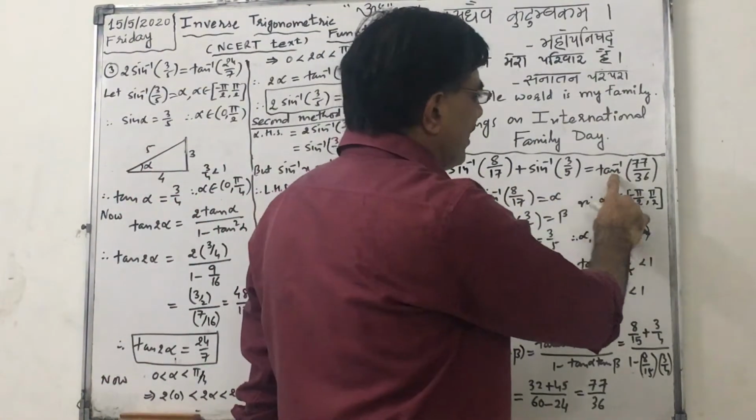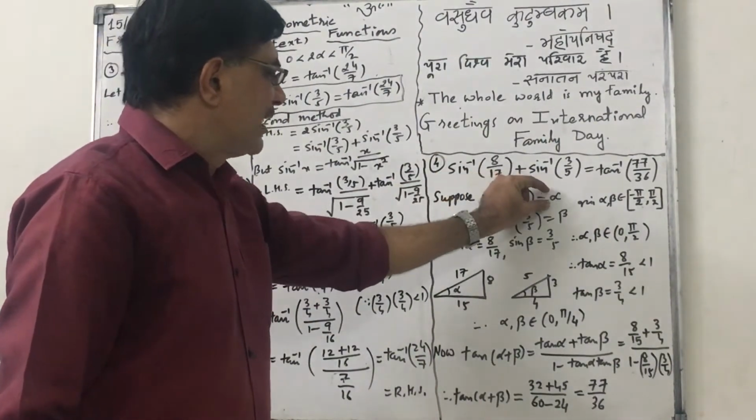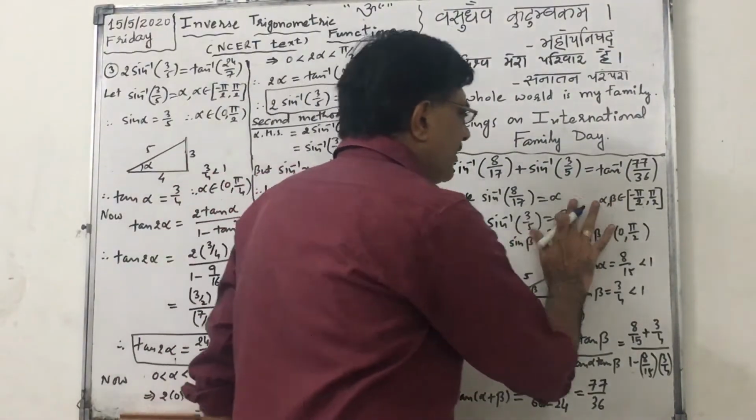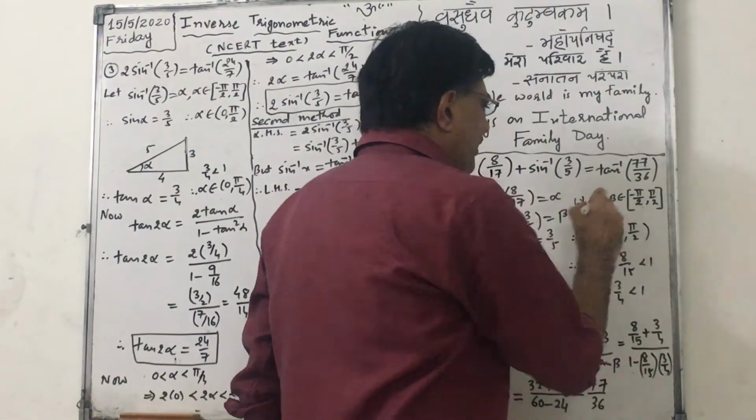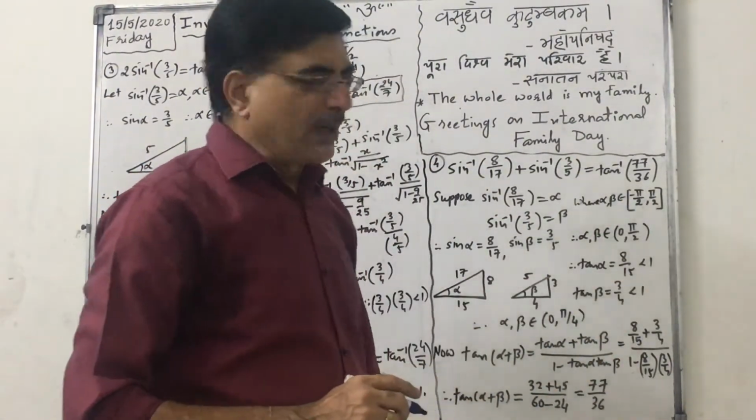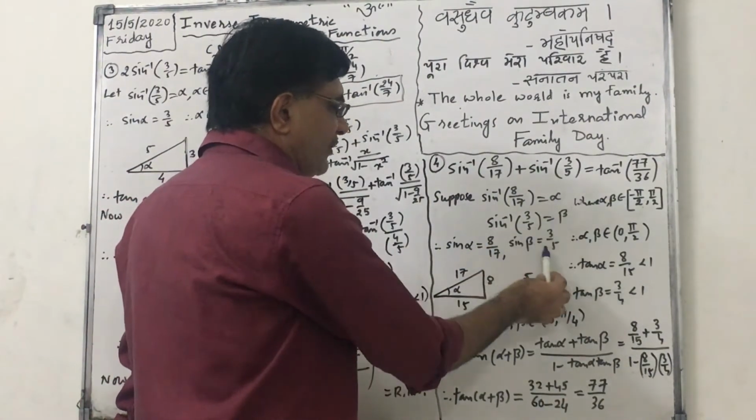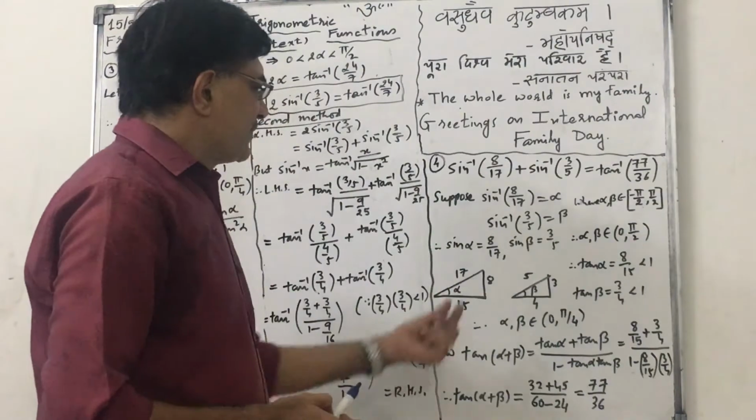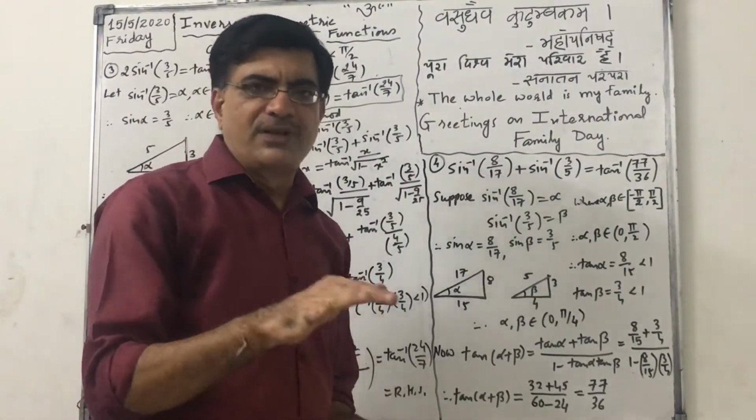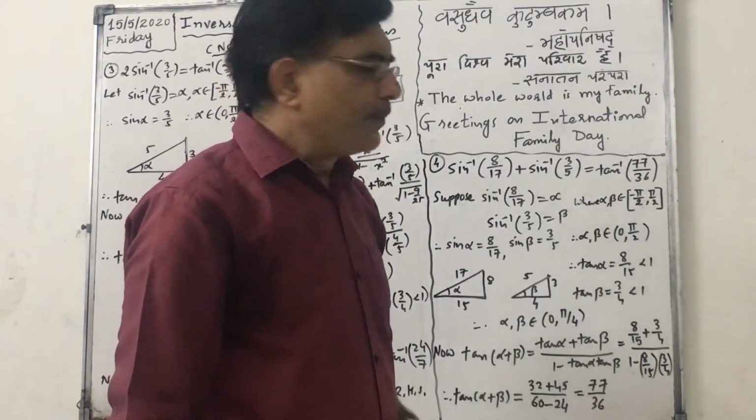3 by 5 equals tan inverse of 77 by 36. Suppose sin inverse of 8 by 17 equals alpha and sin inverse of 3 by 5 equals beta, where alpha and beta both belong to the range of sin inverse, that is the closed interval minus pi by 2 to pi by 2. So here sin alpha will be equal to 8 by 17, sin beta will be equal to 3 by 5. As both are positive, they both are in the first quadrant and they are neither 0 nor 1. So alpha and beta both belong to the open interval 0 to pi by 2.